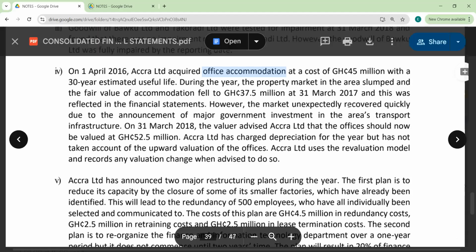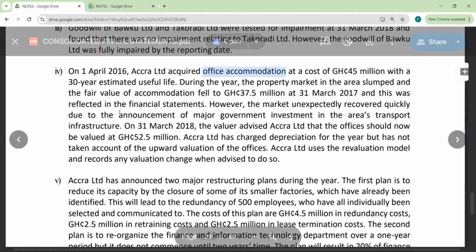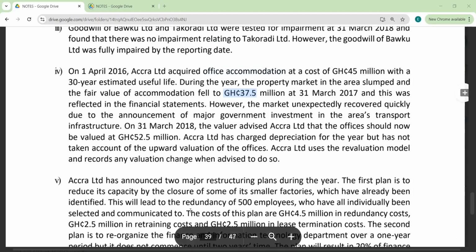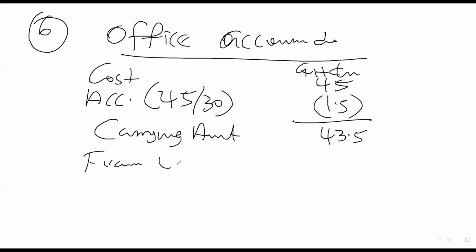Now they said that this was reflected in the financial statement. The fair value fell to 37.5. To compare, there will be a revaluation gain or loss. Revaluation loss of 6. Fair value 37.5. Revaluation loss of 6.